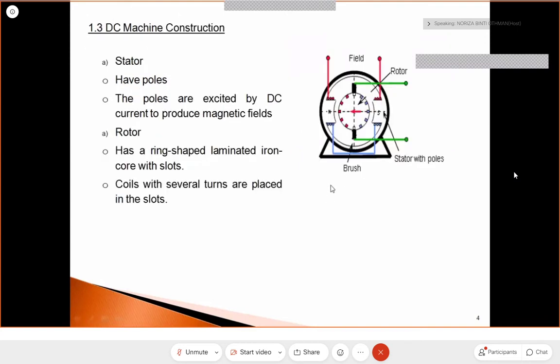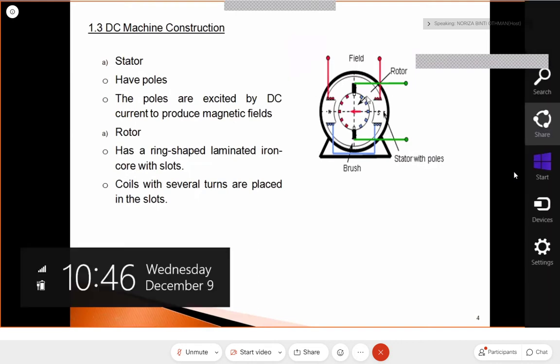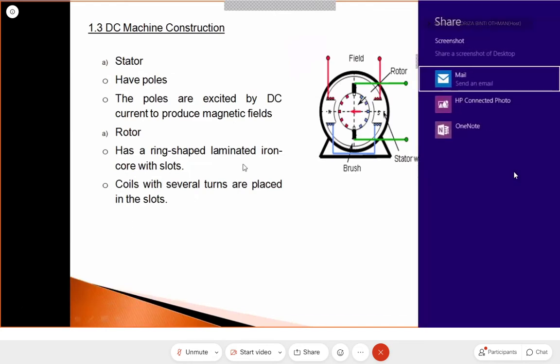Okay, DC machine construction, it has stator and then rotor. So stator tu bahagian luar ni. Dia ada poles, S dengan N ni is the pole. And then rotor dia akan fixkan dalam stator tu lah. So that's the rotor. Inside the stator is rotor.